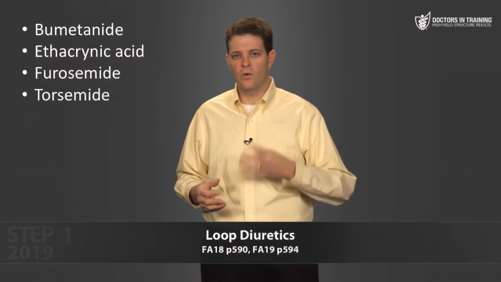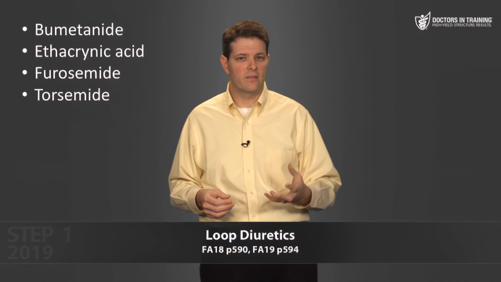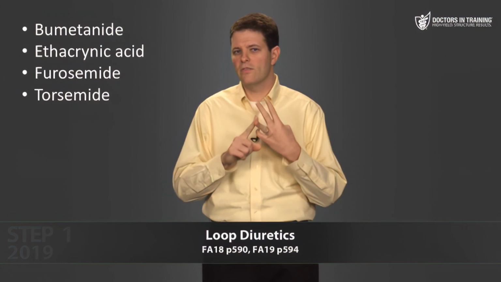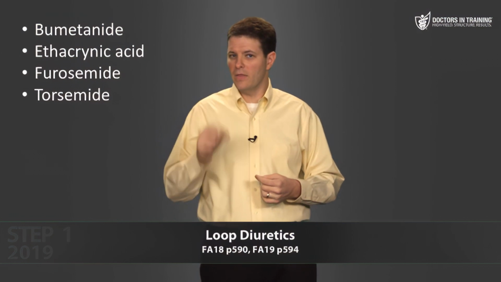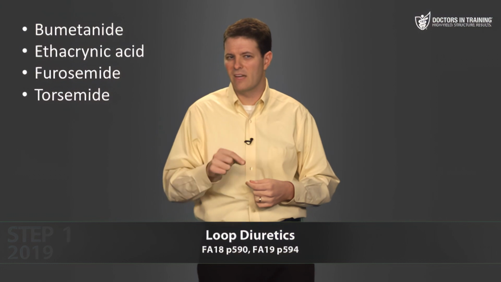Now of these four, furosemide is the most commonly used one. The brand name for furosemide is Lasix. And you should know that furosemide, bumetanide, and torsemide are all sulfonamides, so you can't give these to patients with sulfa allergies. But ethacrynic acid is not a sulfonamide, so it's the one loop diuretic that's safe in patients who have sulfa allergies.